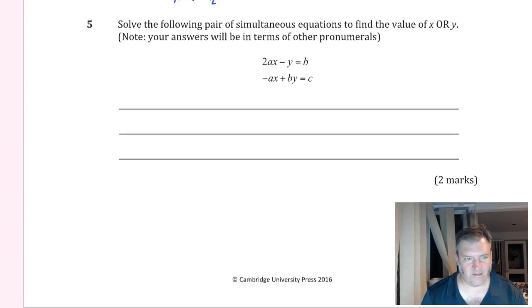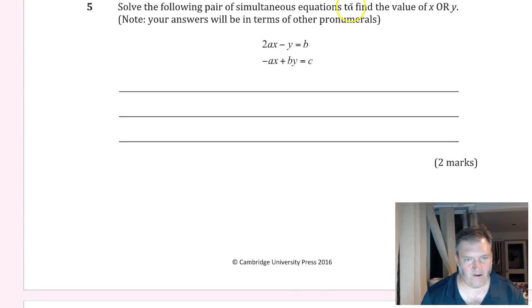Simultaneous equations. Solve the following pair of simultaneous equations to find the value of x or y. So they're saying you only need to find one, not both. This is a bit nastier. This would be like a problem-solving part C question. But the beauty is the procedure's the same, so you can do it.